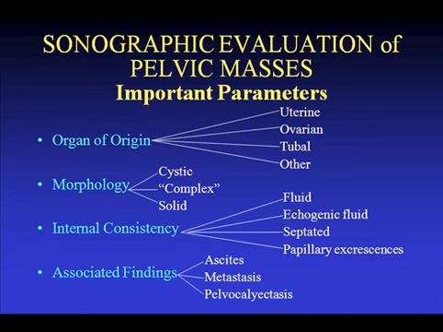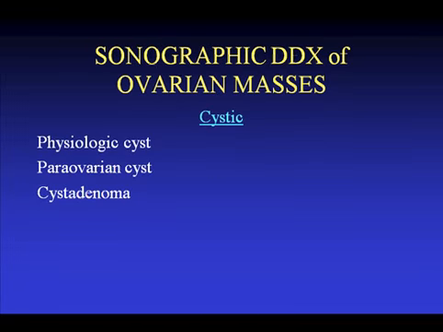In evaluating patients with pelvic masses, one needs to determine the organ of origin, whether it's uterine, ovarian, tubal, or other, such as related to bowel; whether the morphology is totally cystic, complex, meaning containing cystic and solid areas, or solid; whether the internal consistency is completely anechoic or fluid; whether there's septations or papillary excrescences. And finally, sonography should detect whether there's ascites, metastatic disease, or pelvocaliectasis.